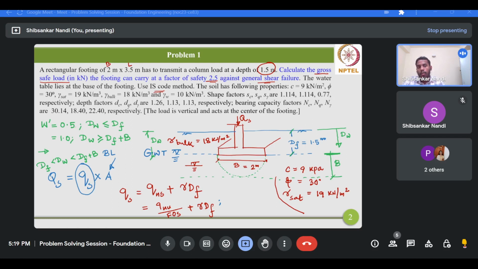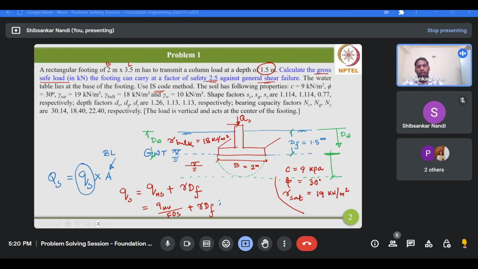However, if the water table lies in this zone, this B zone, meaning the thickness B between the base of the foundation and the influence zone, then you have to linearly interpolate this value from 0.5 to 1. Now in this problem it's very straightforward that this water table is lying exactly at the foundation level.